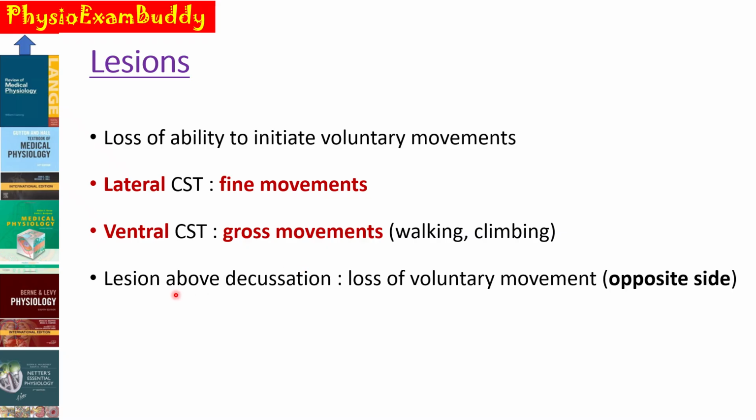And whenever the lesion occurs above the pyramidal decussation, there will be loss of voluntary movement on the opposite side. That is, whenever the left pyramidal tract is affected, right-sided weakness, that is right lower limb as well as upper limb, we can't move.